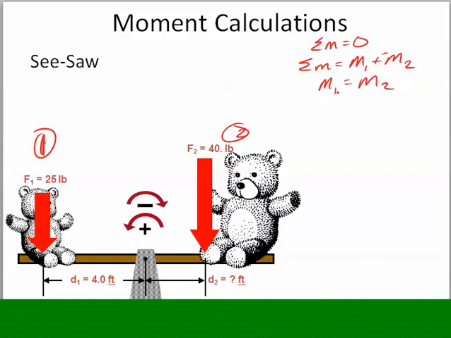Well, what is moment? It's force times distance. So the first force is 25 pounds times the distance, 4 feet away. The second one is 40 pounds, and we don't know its distance. So 25 times 4 is 100, and that equals 40 times d. Dividing both sides by 40, we see that the second bear is 2.5 feet away. And that all deals with moment because it's dealing with torques, or turning.